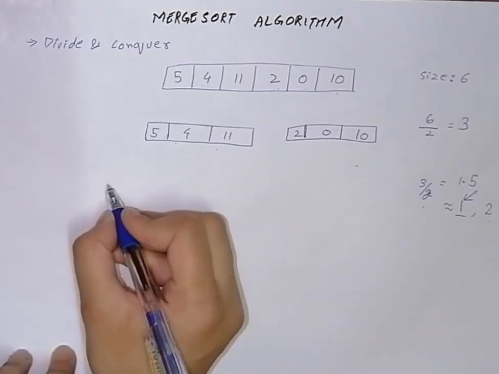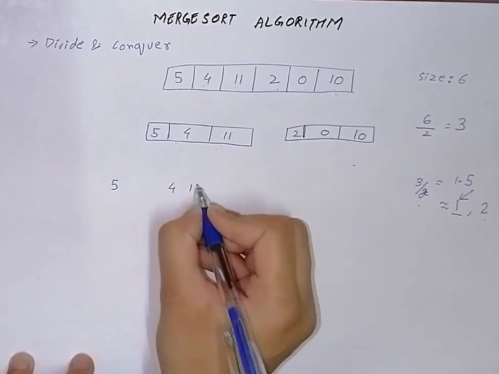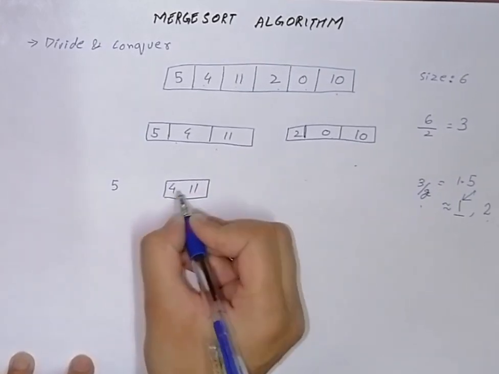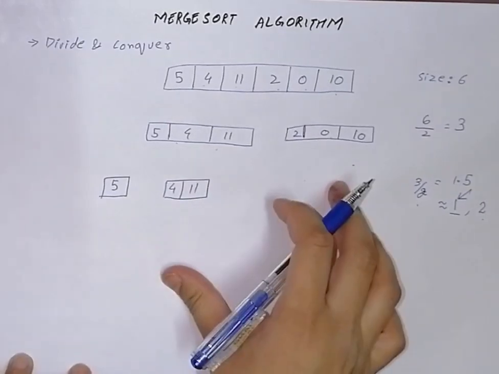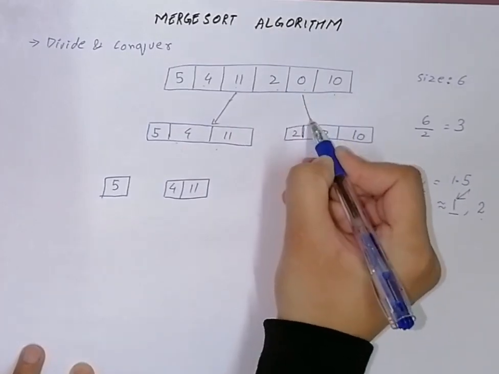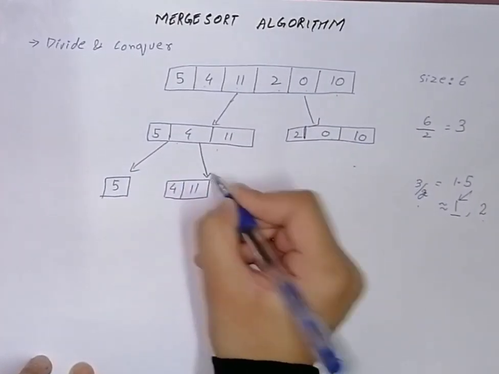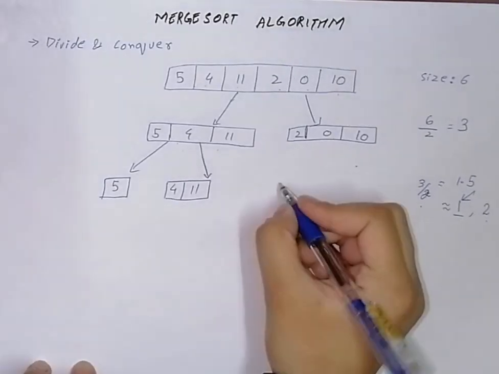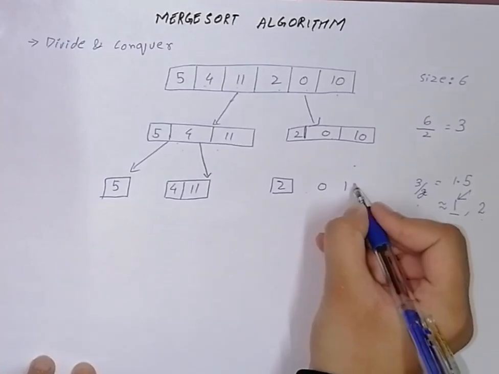So I split this like this. Here I receive 4, and here the array has two elements, 4 and 11, and its size is 1. The same goes for this structure. If I draw the lines, it will come like this. This will be divided into this and this part. Similarly, on this side I come up with 2, 0 and 10.